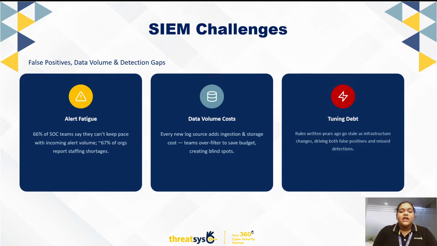The third is tuning debt. Detection rules need to evolve as the organization's systems, users, and infrastructure change. Rules that are not regularly reviewed can generate excessive false positives or fail to detect new patterns efficiently.